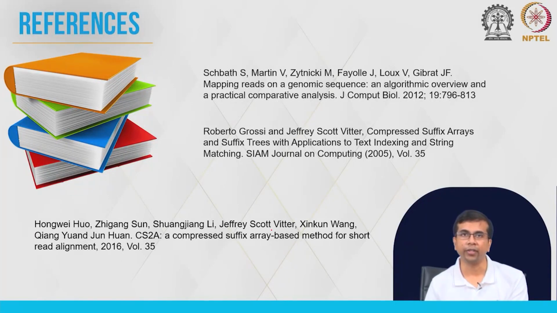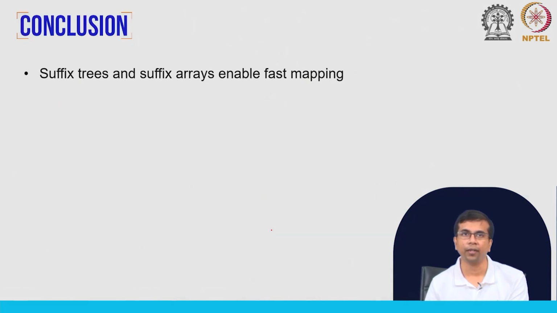So, here are the references that we have used for this class. Now, to summarize, we have talked about suffix trees and suffix arrays. We first talked about suffixes, so you understand how we can generate suffixes from a reference string, and we have talked about the suffix array data structure and the suffix tree data structure. And what we have seen is that suffix trees and suffix arrays enable really fast mapping, because of this structure you can search reads very quickly.